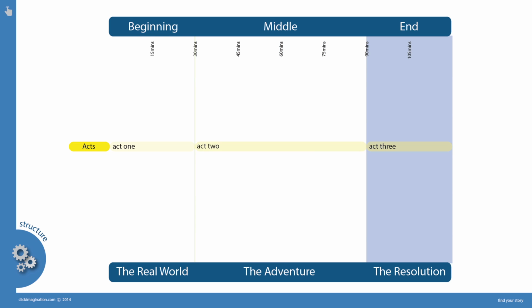The third act is referred to as the battle or the resolution. It's really the climax of the film. The protagonist and the antagonist have their showdown and hopefully the hero prevails.